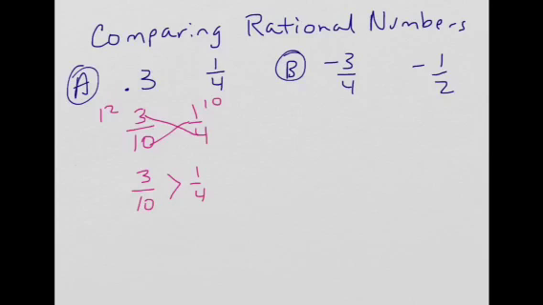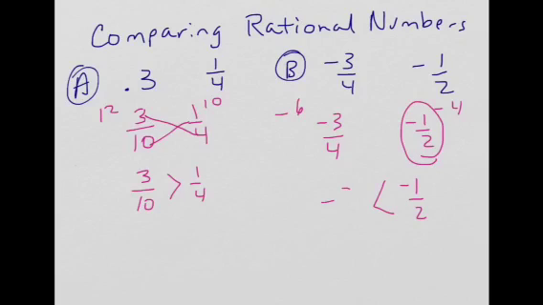Now I can still do the cross product on negative fractions, but I have to remember that the smaller answer is going to be closer to 0. So this is going to be -6, and this is going to be -4. Well, -4 is closer to 0, which means -1/2 is going to be larger.